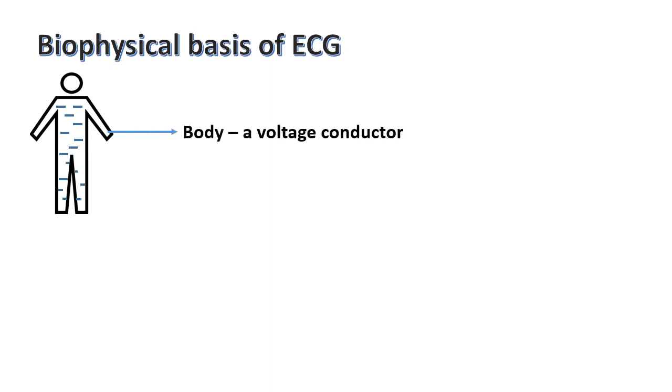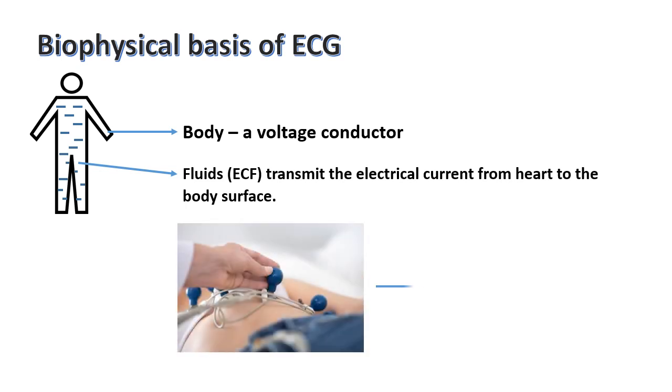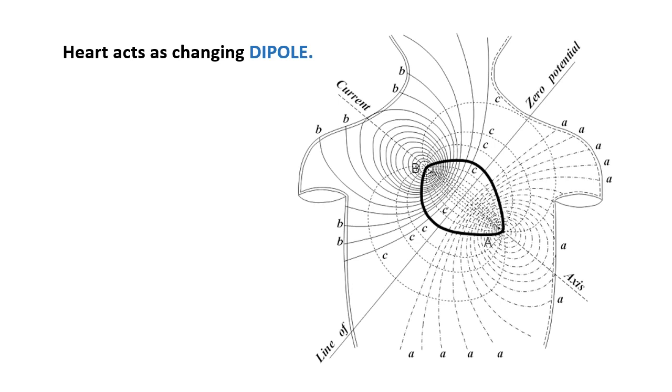It is very important to know the biophysical basis of ECG to learn electrode placement in 12-lead ECG. The body acts as a voltage conductor and the body fluids act as an electrolyte solution, that is, extracellular fluid transmits the electric current from the heart to the surface of the body. These electrical events can be picked up by placing appropriate electrodes on the surface, and can be reproduced graphically.